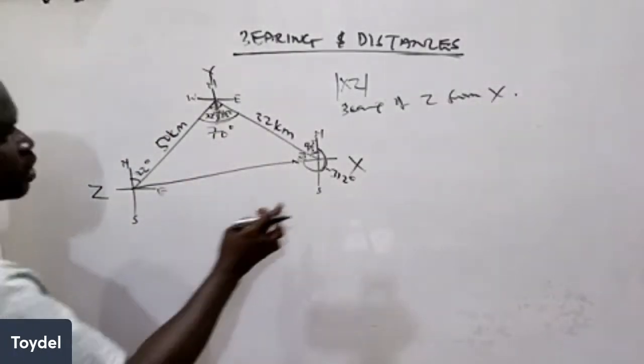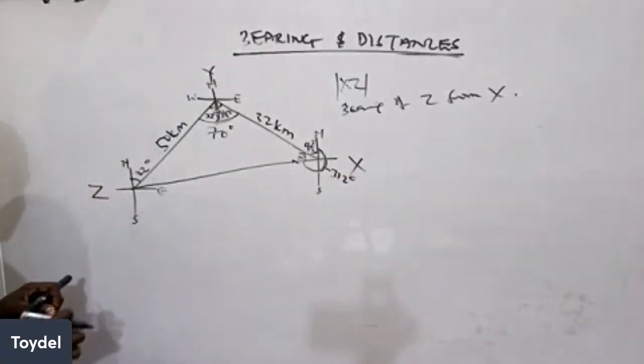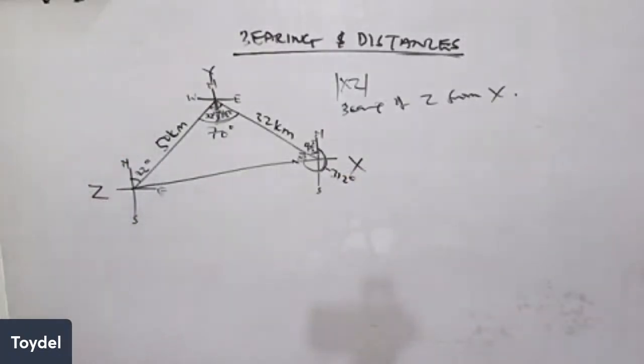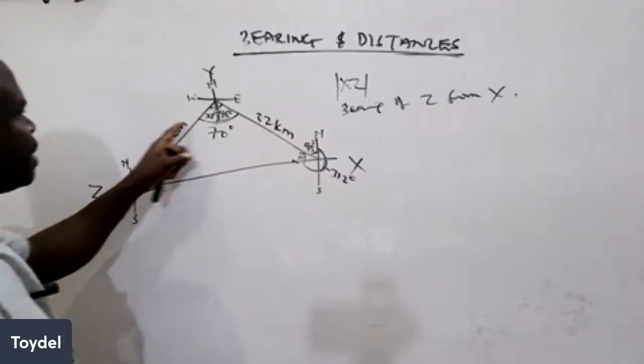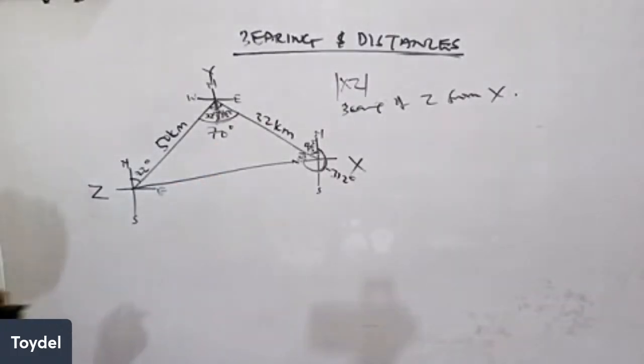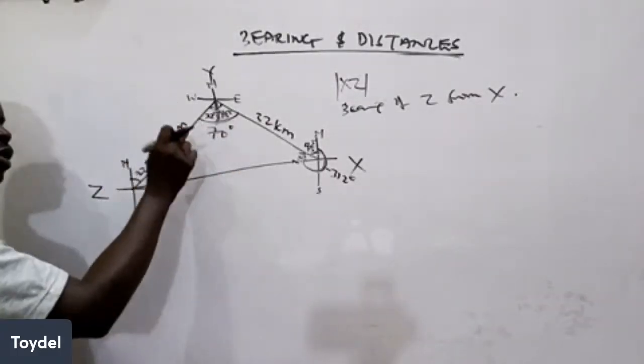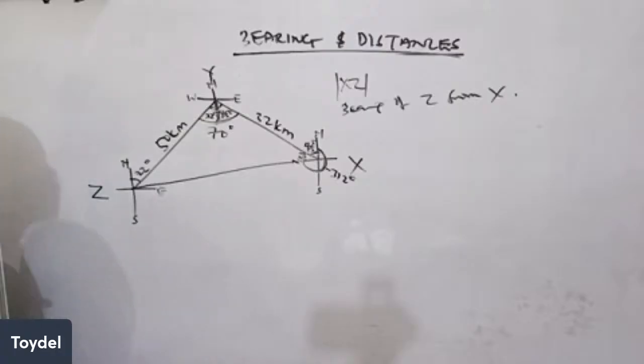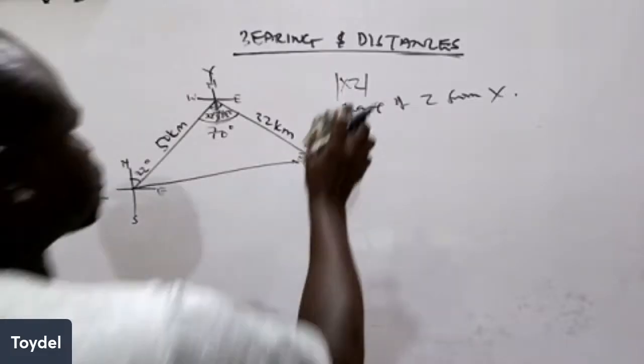So for me to be able to know this side xz, I'm going to apply the cosine formula. Because if I apply the cosine formula here, I'm given two sides and the included angle. If you are given two sides and the included angle, the condition says that you should apply the cosine formula. If you are given all three sides without any angle, you also apply the cosine formula. Apart from that, every other question, you go ahead and apply the sine formula. So I'm going to apply the cosine formula here.